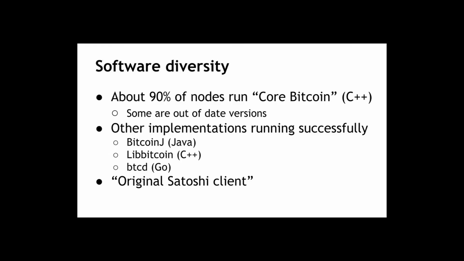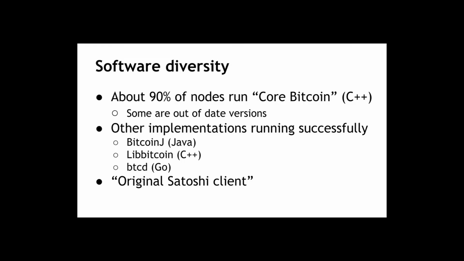Since this is an open protocol, ideally what we would want is that there are a bunch of different implementations that are all interacting with each other seamlessly, and that way if there's a bad bug in one, the entire network is not likely to crash at once. So the good news is that the protocol has been successfully re-implemented. There are a couple of different implementations out there. There are implementations in Java, in C++, in Go, and people are working on quite a few others.